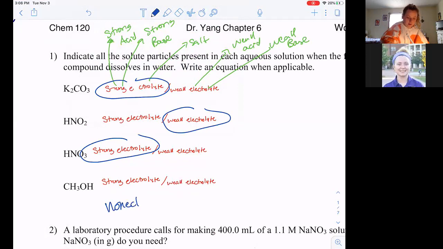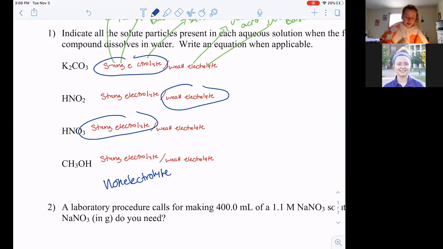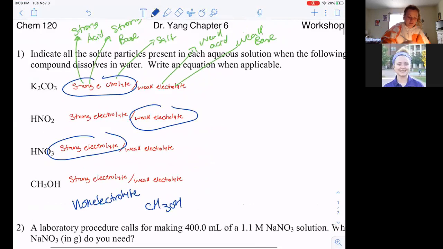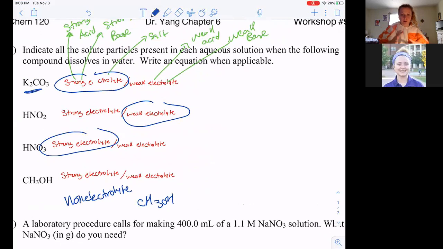I did not spell it right. Electrolyte. So that means that it's not going to break down. There's not going to be a formula for it. So it's just going to be CH3OH. This one here gets to fully break apart. So it's going to break apart into K plus, which is aqueous, and CO3 2 minus, which is also aqueous.